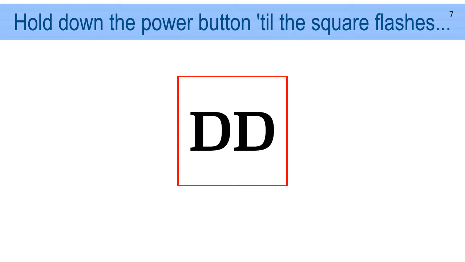Hold the power button down until it flashes. Okay. Then type DD. Okay, go Nitro. Did you get it?